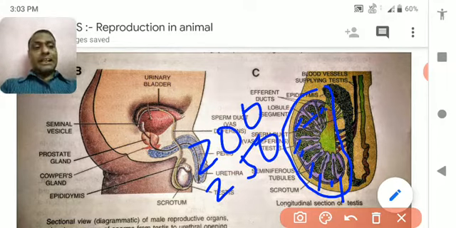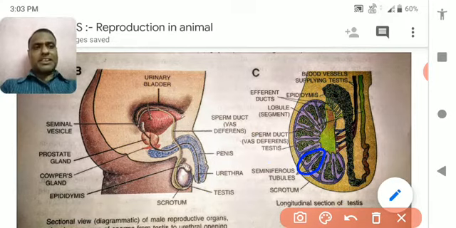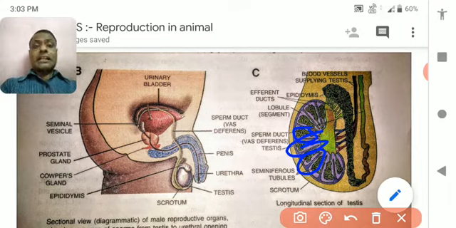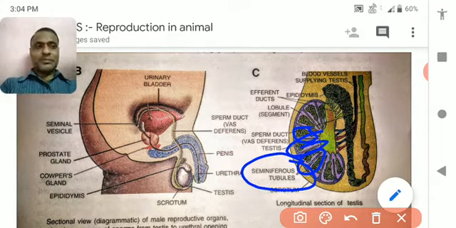In each compartment you can see there is a green colored pipe-like structure. This is called the seminiferous tubule, where sperm formation takes place. So where do sperms form? In the seminiferous tubules of the testes.